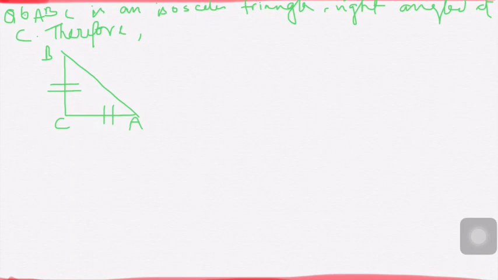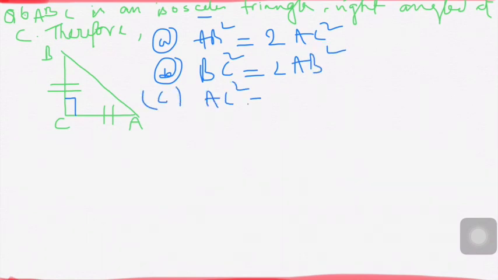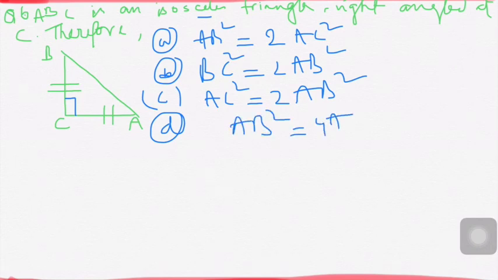Question number 6 tells that ABC is an isosceles triangle which is right angled at C, and therefore option A, AB square equals 2AC square, B, BC square equals 2AB square, C, AC square equals 2AB square, D, AB square equals 4AC square.